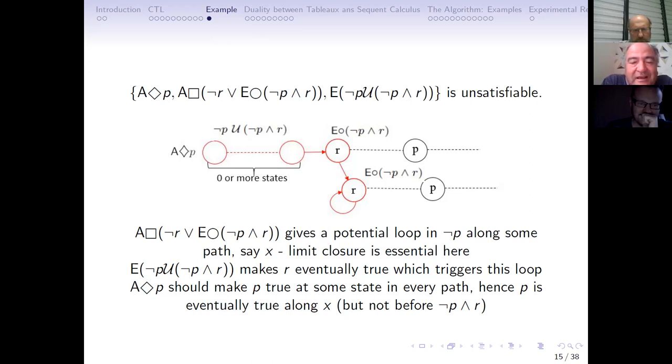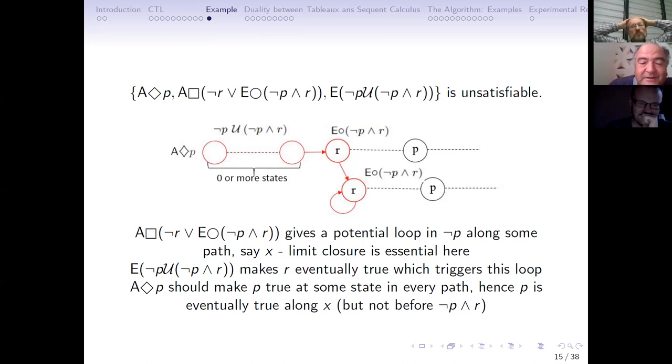Just to come back to the claim which I made, that this set of formulae is unsatisfiable. You can see that the formula which has the potential loop requires the constraint R to be true at some stage. And as soon as you satisfy R, you trigger the looping part of it. So you know that every successor of that state where R is true would have not P and R. So R again, and then you trigger the recursion, right? And every state along that path, which you definitely end up with due to the limit closure property, would have not P.